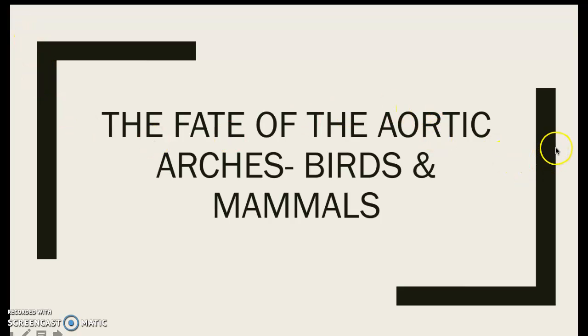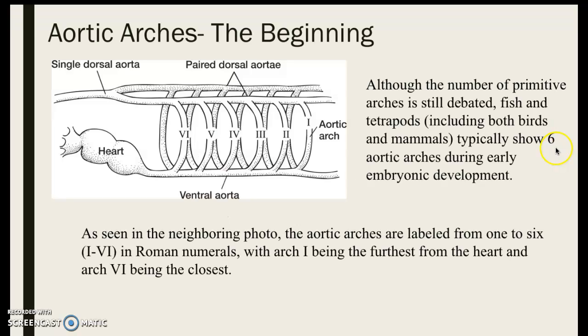This is a presentation on the fate of the aortic arches of birds and mammals. Although the number of primitive arches is still debated, fish and tetrapods, including both birds and mammals, typically show 6 aortic arches during early embryonic development. As seen in this photo of the primitive aortic arches, they are labeled from 1 to 6 in Roman numerals, with arch 1 being the furthest from the heart and arch 6 being the closest right here.